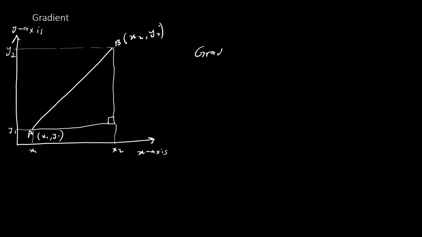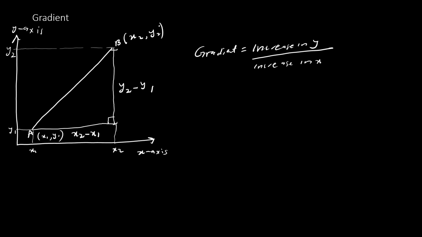The gradient will be the increase in y over the increase in x. And how do we get the increase in y? We subtract y1 from y2. So this particular vertical line will now be y2 minus y1, and the horizontal line will be x2 minus x1. And that is simply the definition of gradient. So we now have the gradient of the line AB to be equal to y2 minus y1 over x2 minus x1.